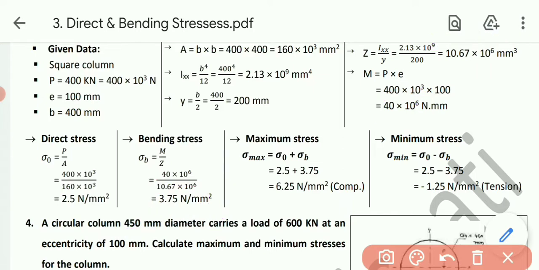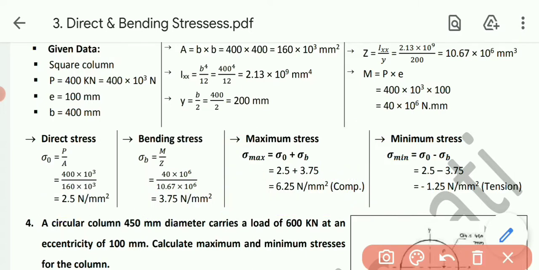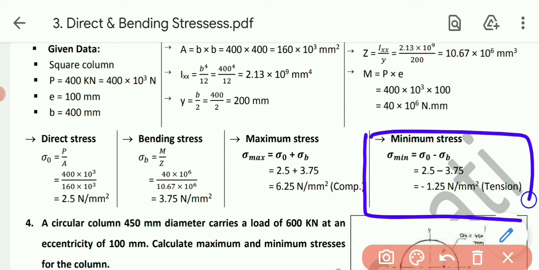Now as I have got sigma 0 and sigma b, first of all sigma maximum, sigma 0 plus sigma b, sigma 0 is 2.5, sigma b 3.75. So 2.5 plus 3.75, I will get the answer 6.25 Newton per mm square. And as it is positive, compressive stress. And sigma minimum, sigma 0 minus sigma b, sigma 0 is 2.5, sigma b is minus 3.75. By solving this one, I will get the answer minus 1.25 Newton per mm square. And as it is negative, it is tensile stress.